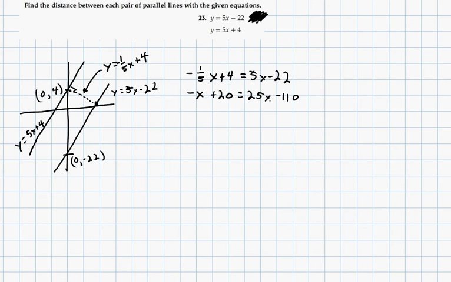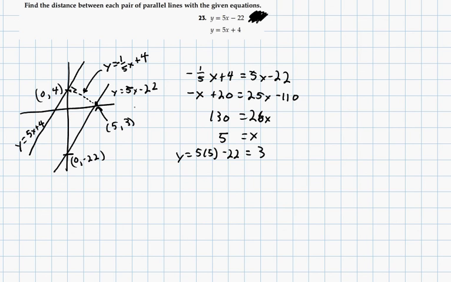Do some algebra. I'm going to add x over to this side to get 26x. Add 110 to the other side and get 130. And so x equals 5. Then to find y, we plug x back in. y equals 5 times 5 minus 22. It doesn't matter whichever one you want to put in there. So that gives me 3. So this point here, and again, notice I haven't drawn it very nicely, but that's the point (5, 3).